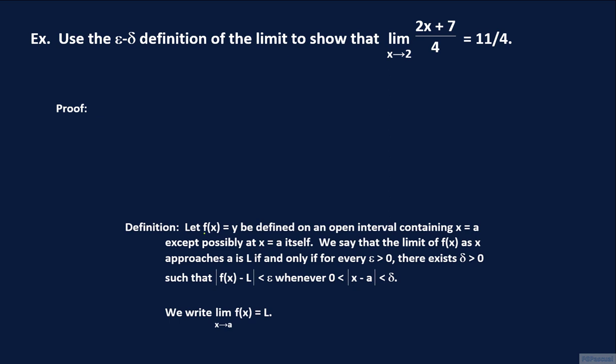For the exercise, the function f(x) = y is given by f(x) = (2x + 7)/4. The value a is given by 2 since x approaches 2 in the exercise. The limit L is 11/4.